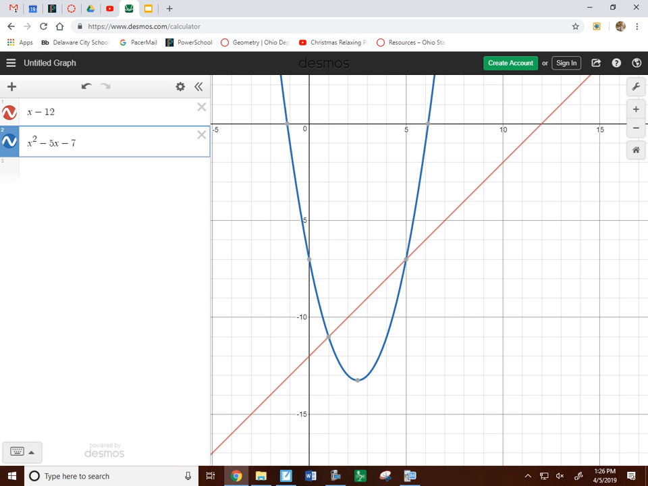Line is on top, parabola is on bottom. And then actually, if we were going past 5, so if I did like 7, we'd need a third integral because the parabola is back on top and the line is on bottom. So this can happen as well. Don't assume it's just going to be one integral. Graph it, see if they change, and here they do.